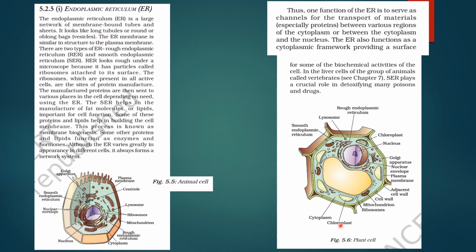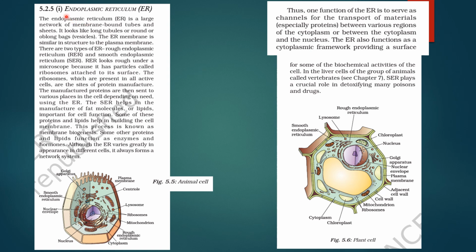इसमें देखो cytoplasm, chloroplast, ribosomes, mitochondria, cell wall, adjacent cell wall, plasma membrane, nuclear envelope, Golgi apparatus, nucleus, chloroplast. Okay. Rough endoplasmic reticulum, lysosome, smooth endoplasmic reticulum, everything is shown. तो ये generally exam में आते हैं draw करने के लिए. We should practice them. Correct?